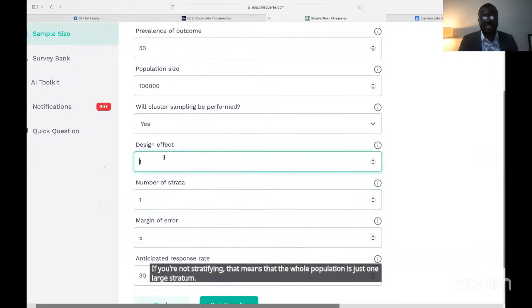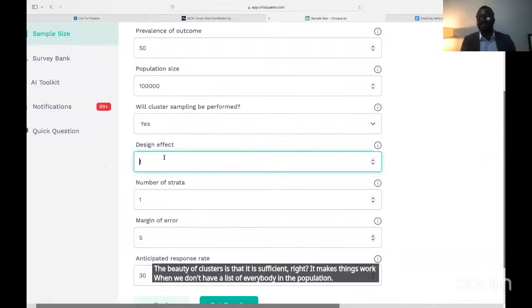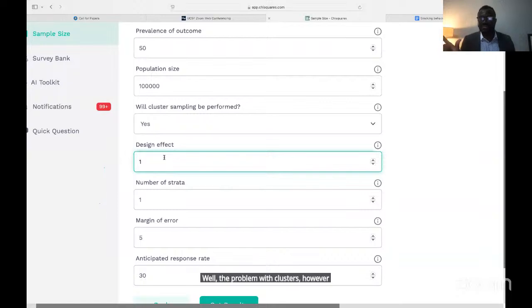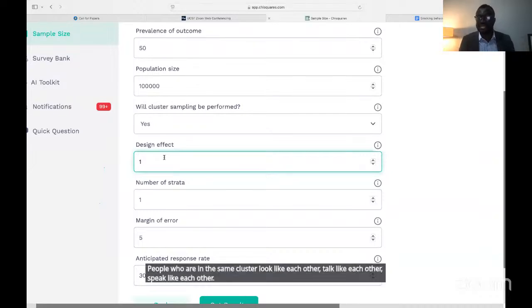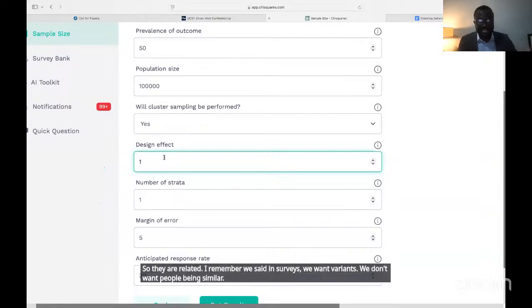The design effect is a number that punishes us for using clusters. The beauty of clusters is that it is efficient, right? It makes things work when we don't have a list of everybody in the population. Well, the problem with clusters, however, is that the apple doesn't fall far from the tree. People who are in the same cluster look like each other, talk like each other. So they are related, right? And remember, we said in surveys, we want variance. We don't want people being similar. We want people being different.